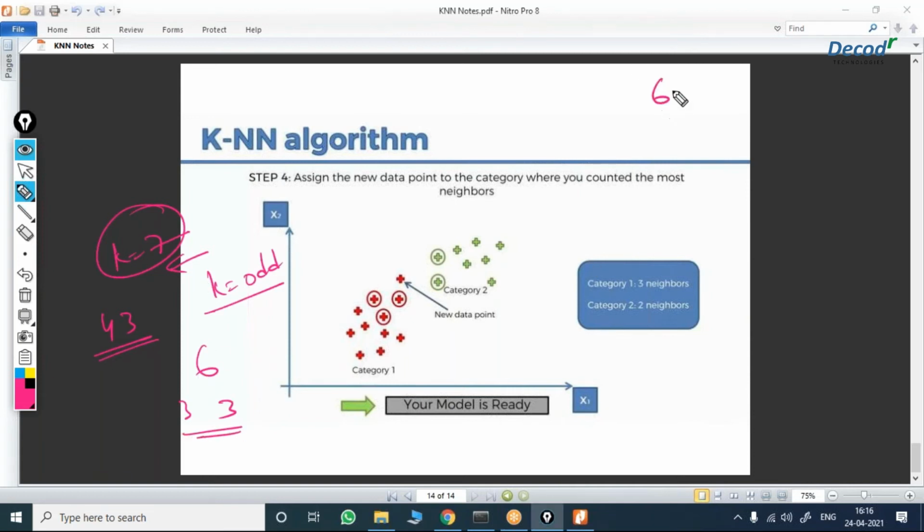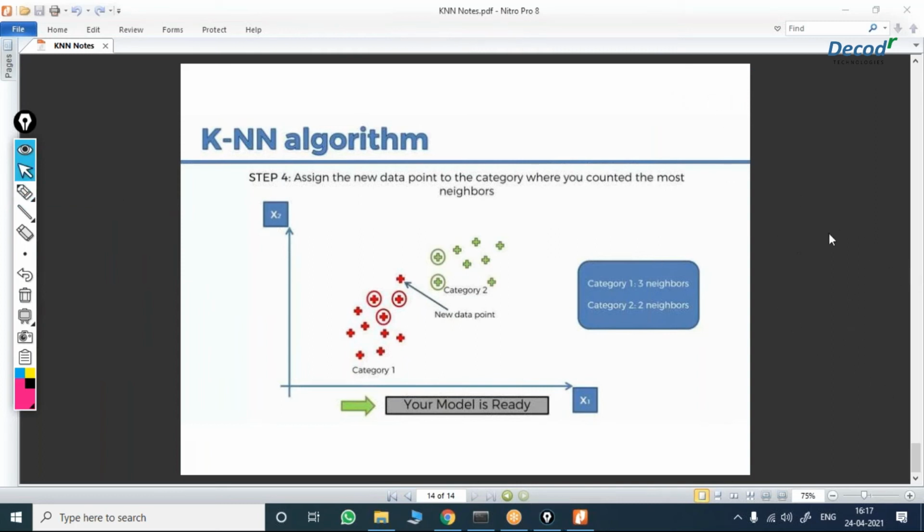For example, if I take k is equal to 6 and I got 3 votes for this and 3 votes for that, I am confused about which one to choose. So instead of going with 6, I will go with 7. I will identify the 7th point. If the 7th point is near green, then I will go with green. If the 7th point is near red, I will go with red. Whichever the 7th point says, it is decided on the 7th point. So generally I take k nearest this way. Any questions, please?